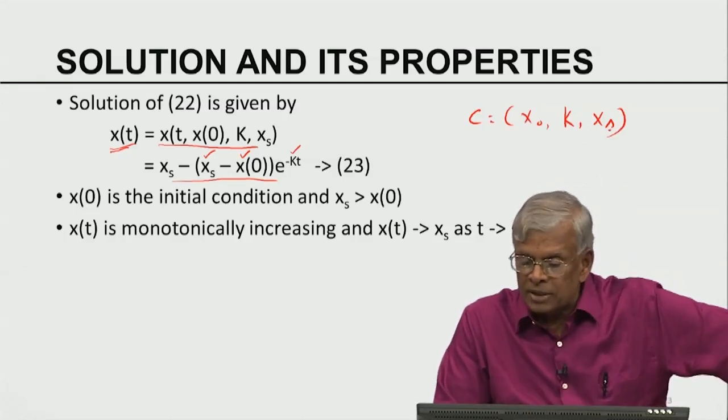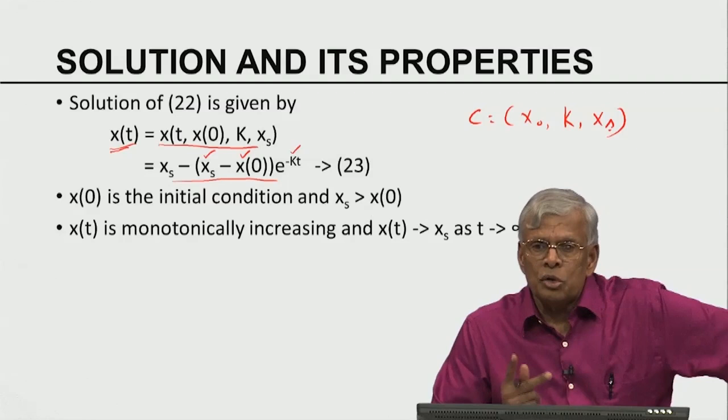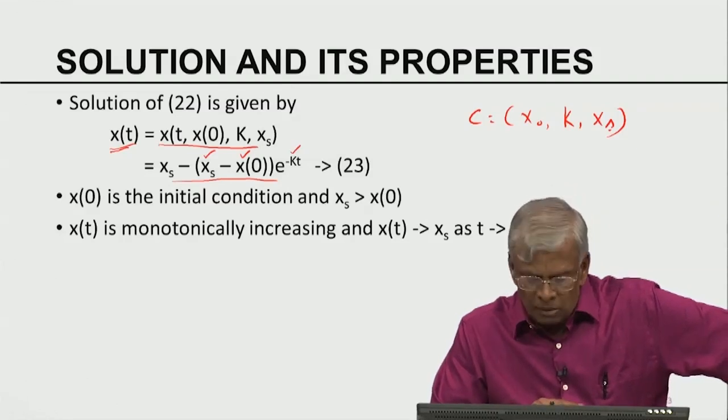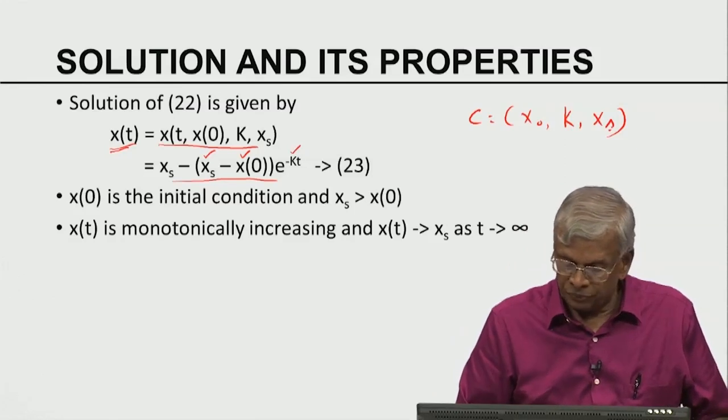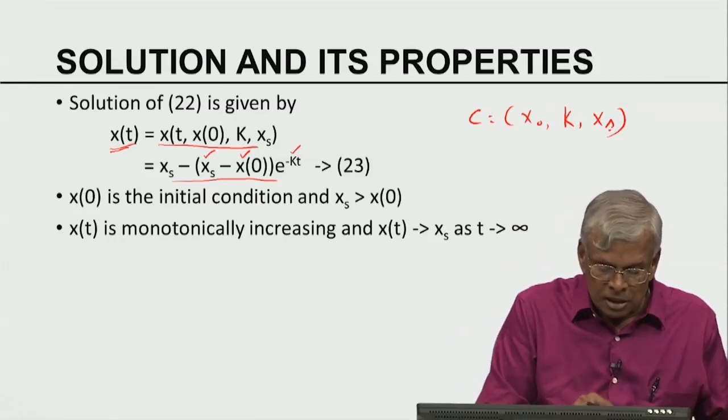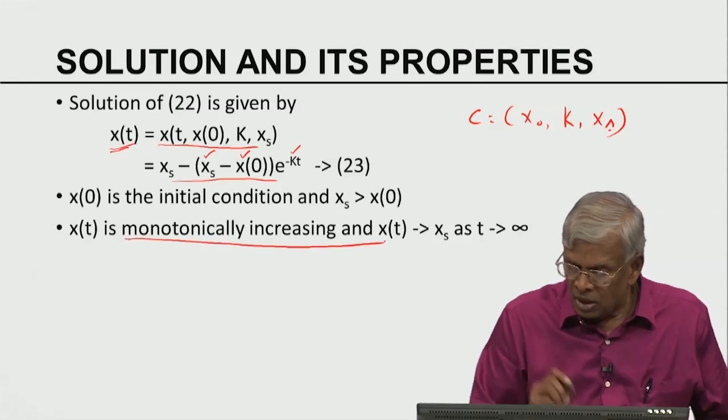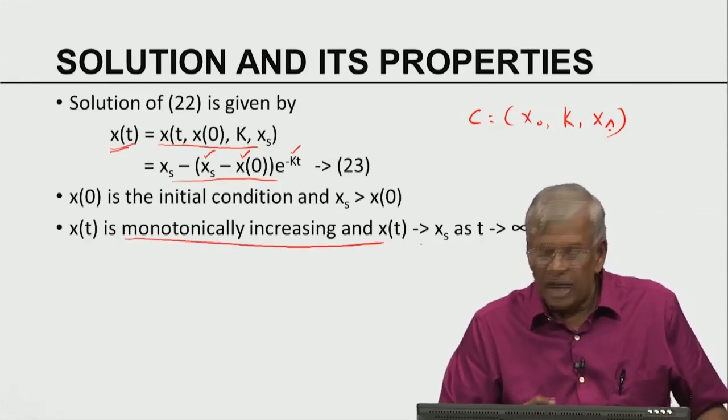So the control has three components. One is the state of the system, one is the initial state of the system, another is the parameter, another is the sea surface temperature. The solution is monotonically increasing and Xt tends to Xs as t goes to infinity.